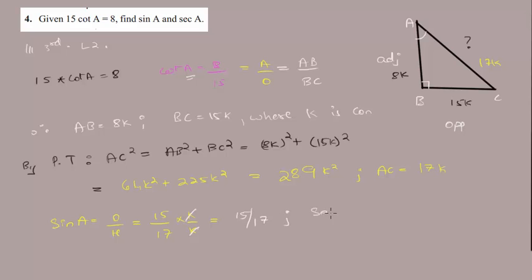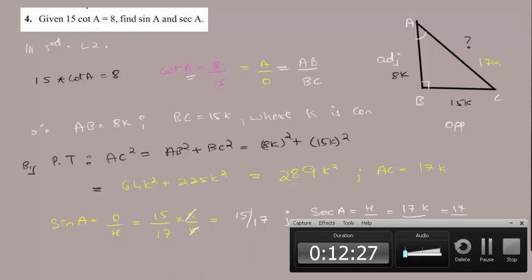What is sec? Think. Pause the video. Think. What is the inverse of sec? It's not tan and cot, because I just spoke of it. It is cos. Cos is a by h. So this will be h by a. Hypotenuse is 17k. Adjacent is 8k. So this is equal to 17 by 8. Done.